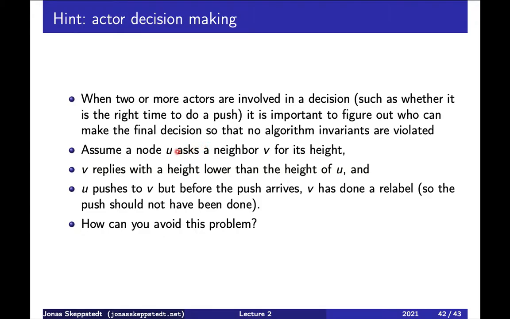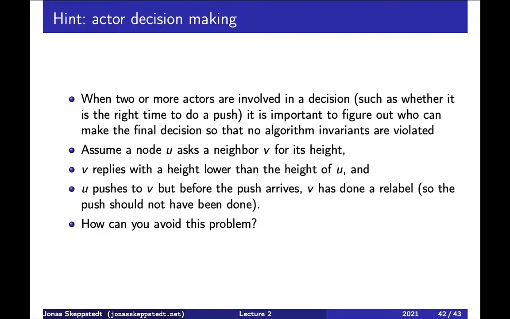So let's assume that U asks its neighbor V for its height, and V replies with the height. And U is excited to see that the height of U is higher than the height of V, so it sends flow to V. But before it arrives, V has already done a relabel. And that means that flow should not have been sent to V.